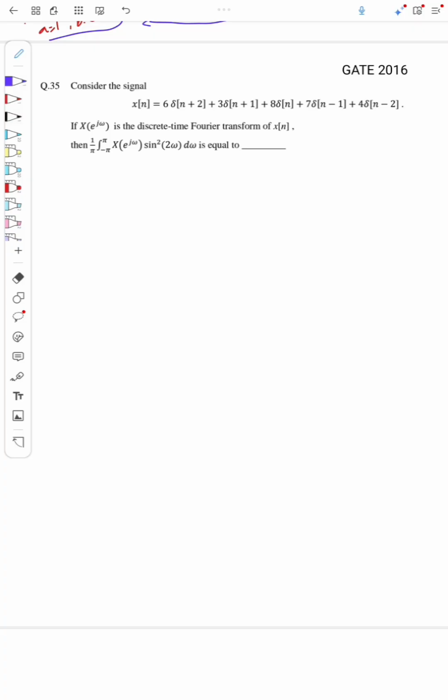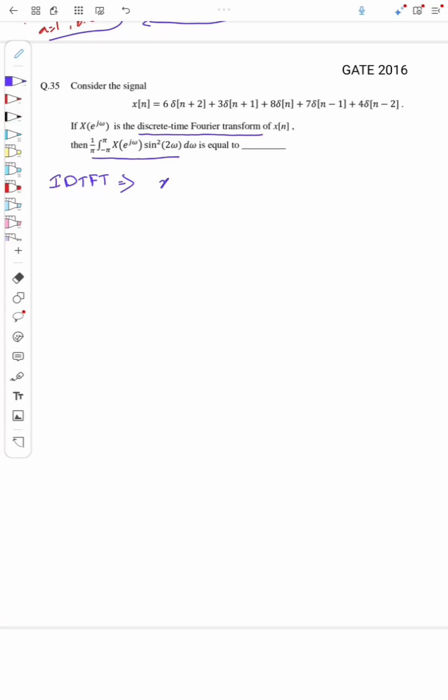If X(e^{jω}) is the discrete time Fourier transform of x(n), then (1/π) ∫ from −π to π of X(e^{jω}) sin²(2ω) dω is equal to... So we need to find what this value is. The question is related to the DTFT, the discrete time Fourier transform. So let us first write the inverse DTFT.